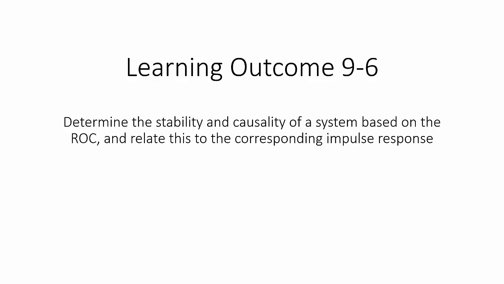Learning Outcome 9.6. Determine the stability and causality of a system based on the ROC and relate this to the corresponding impulse response.